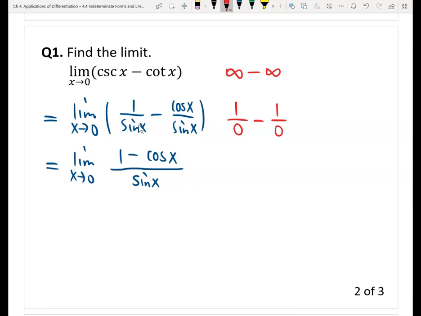We are going to check the type. The numerator is 1 minus cosine at 0. 1 minus 1, what? 0. Over the denominator, sine 0 is 0. What do we do now? L'Hopital's rule, right? Okay, it's good. So now we have L'Hopital's rule directly.